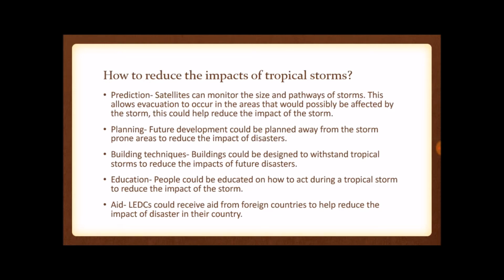Fourth, education. People can be educated on how to behave in a tropical storm. For example, as soon as a tropical storm hits, people could be educated to run down to storm shelters to get themselves to a safe place and to prevent themselves from getting killed, basically. And the fifth one is aid. If a tropical storm occurs in an LEDC country, again MEDCs could donate some money and provide some help for rescue so that fewer people are lost.